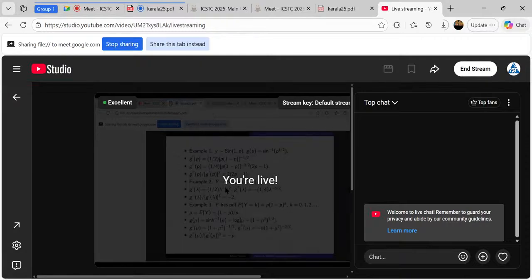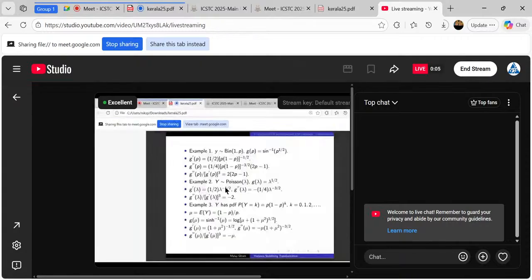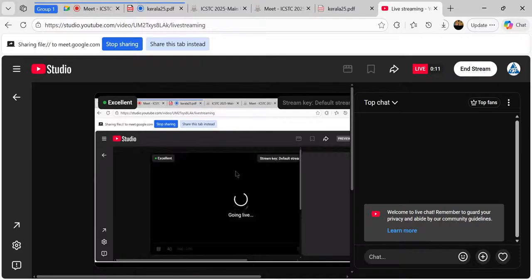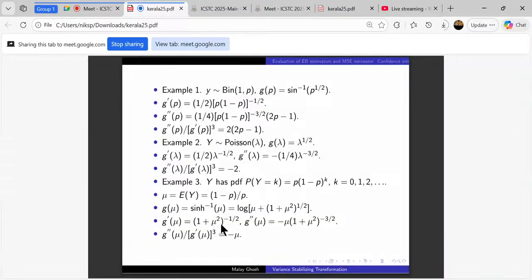You can see that when you take g double prime(b) over g prime(b) cubed, it is a linear function, a times b plus b. A is 4, b is negative 2. Square root transformation for the facade, again the same thing. Here, g double prime(lambda) over g prime(lambda) cubed is negative 2.